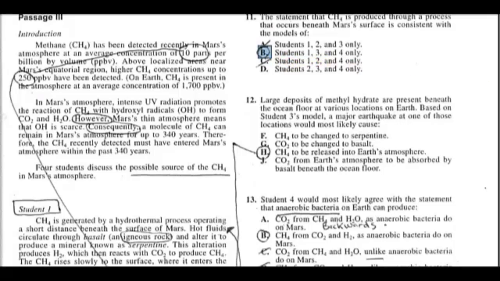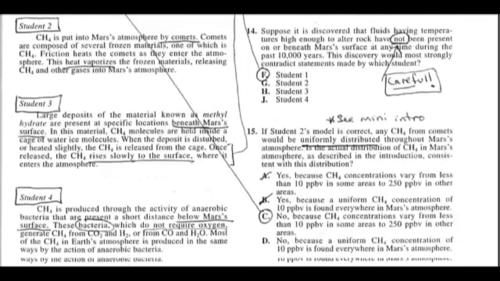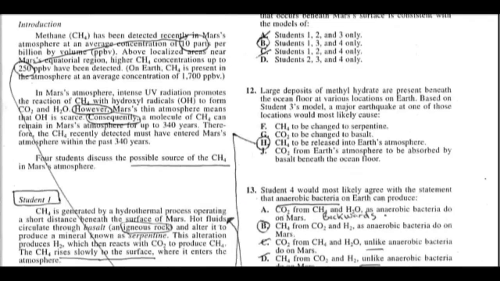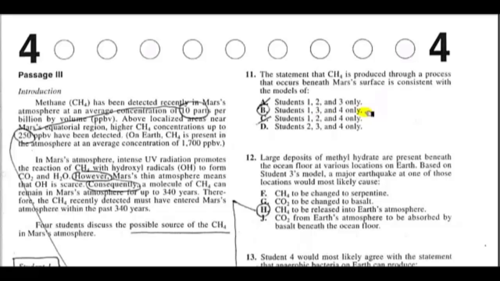Now, let's go in there and just check, just for fun. We're going to look at student 3 and 4. Here's what 3 says: beneath Mars, and 4 says below Mars. They say the same thing, which is below the surface. So the correct answer on this one is a matter of just hunting around, trying to find out what the key words are. The key words are, we're looking for CH4 occurring beneath Mars' surface. B is the correct answer on that one.